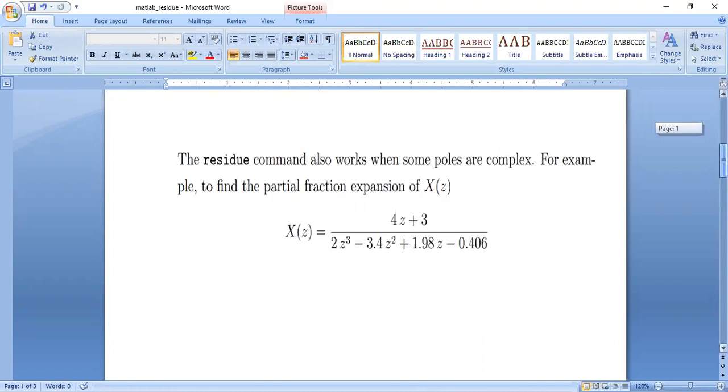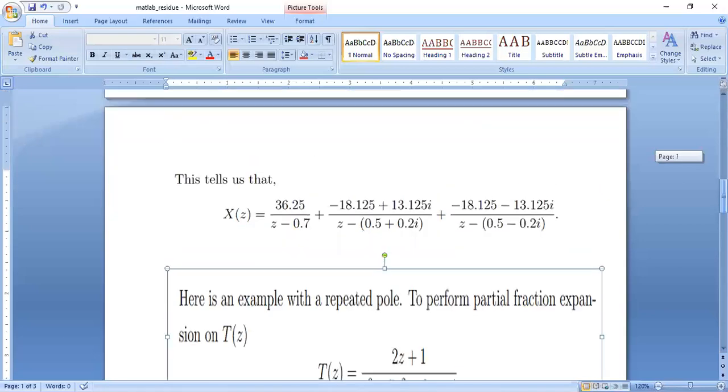Similarly, the residue command also works when poles are complex. Suppose this is the function that is given to us. We can similarly find the inverse. So this is the assignment that you have to do. Another question you can also take. This is the example.